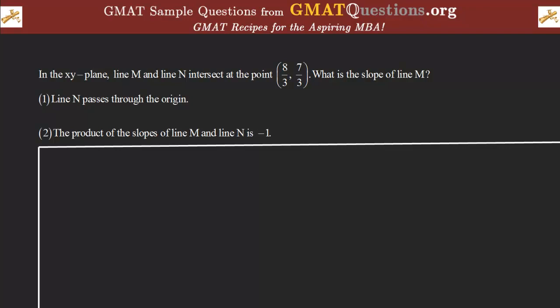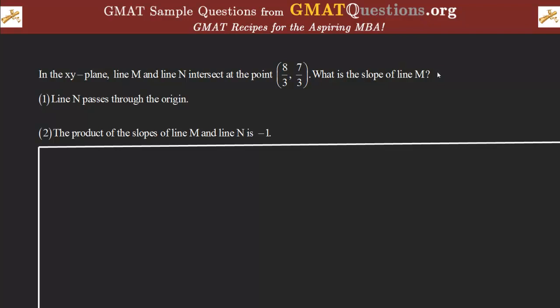Now, the points that they give us here are important. But what is more important is that in order to find the slope, we need to have another point. There are many ways to find the slope of a line. For example, if you have the equation of the line, we can determine the slope of the line. If you have the graph of the line, we can find the slope.